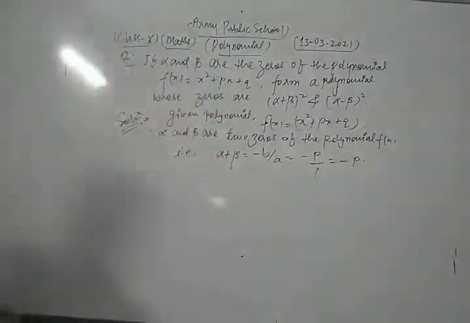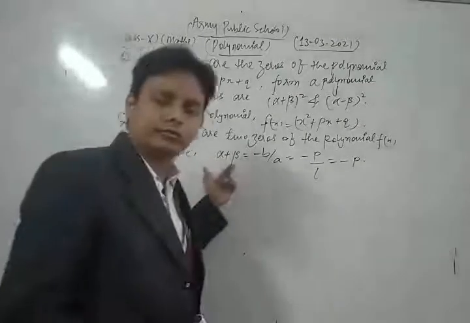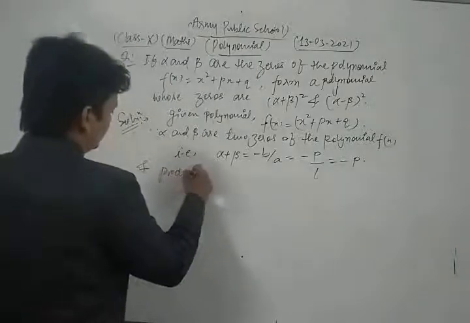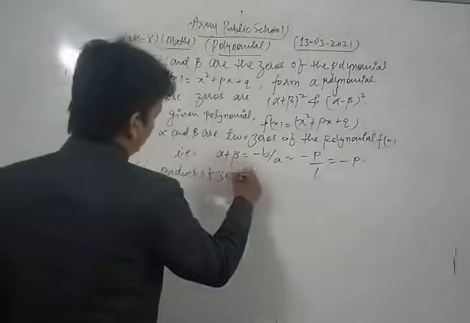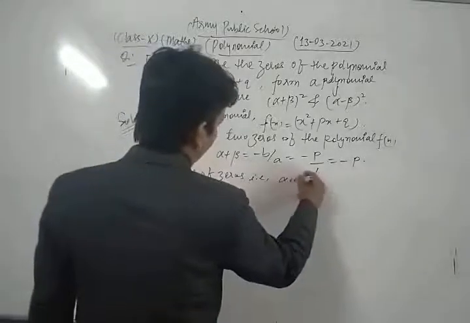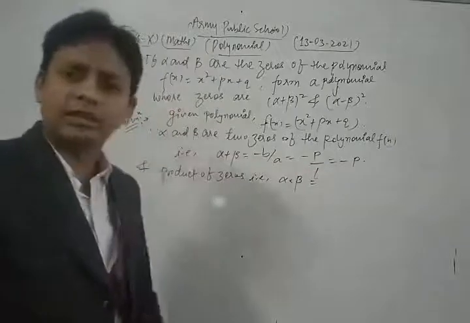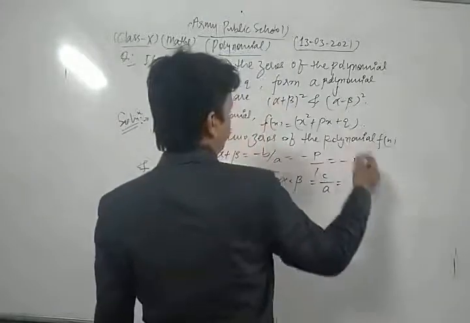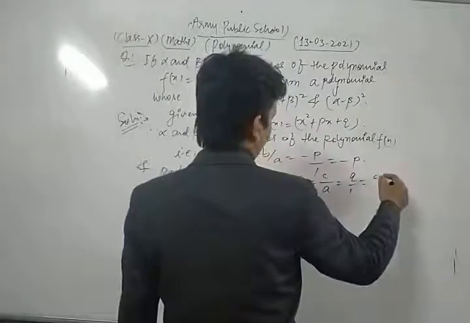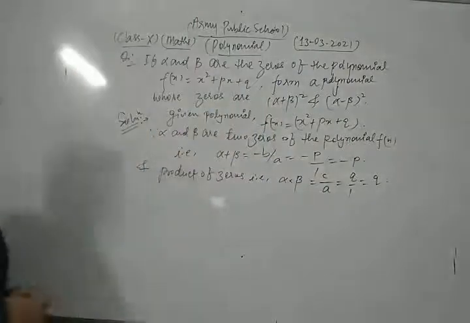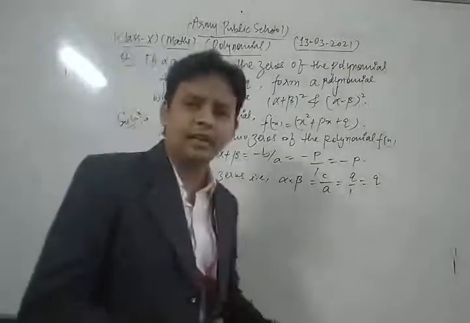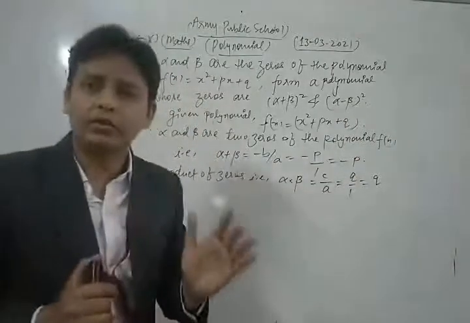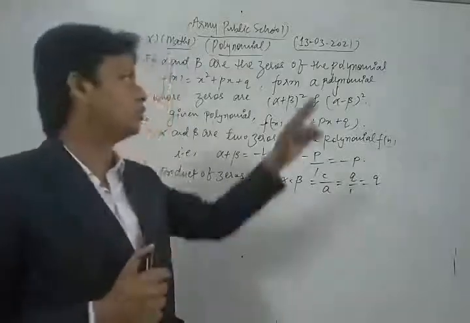So this is the value of the sum of its zeros, and the product of zeros, that is alpha into beta, is what? C upon a. The value of c is q, a is 1, so it is equal to q. So in this way we find the sum of zeros and the product of zeros. Now, dear students, we find a quadratic polynomial whose zeros are this and this.